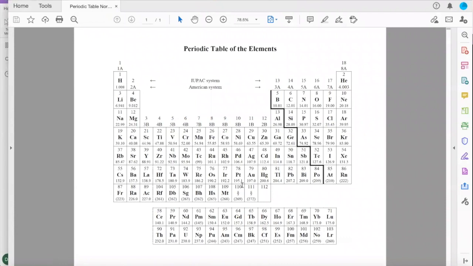Electrons. What are valence electrons? The outer electrons, right? The outer electrons are the valence electrons. So can you tell me, like, this lithium right here has how many valence electrons? One, just one. And beryllium has how many?